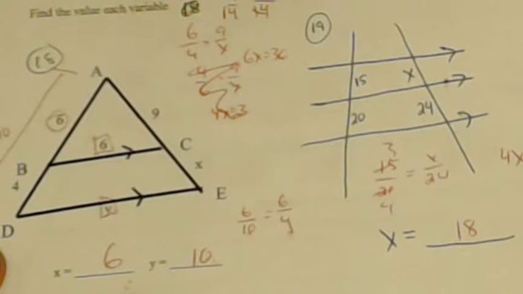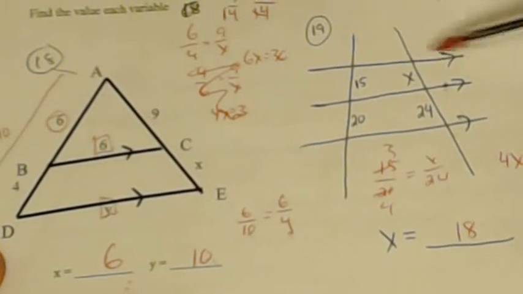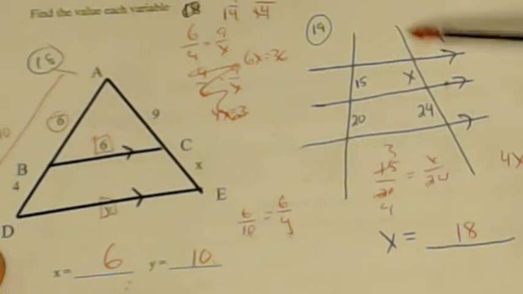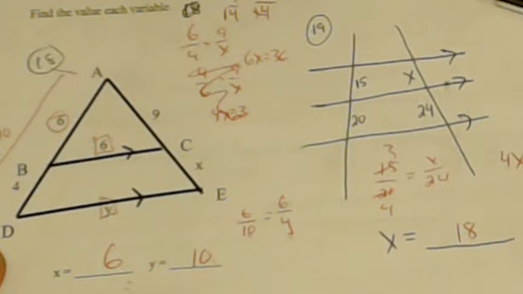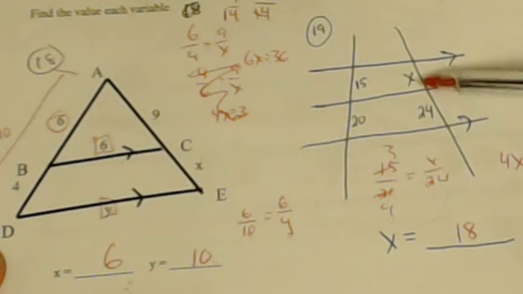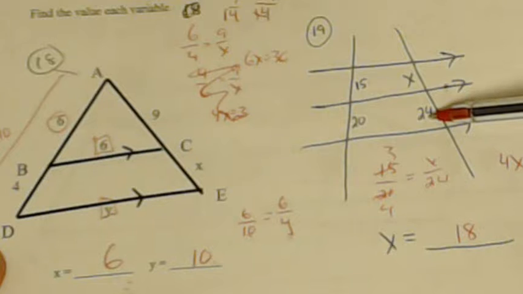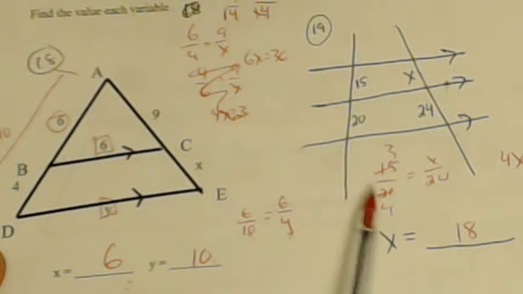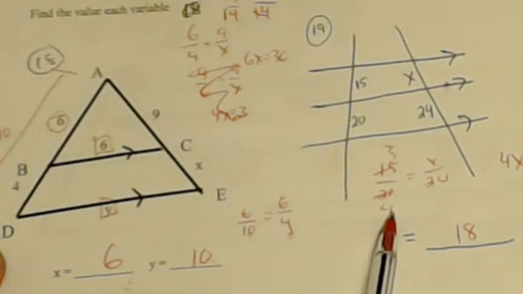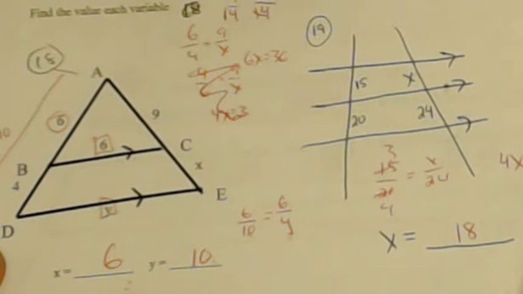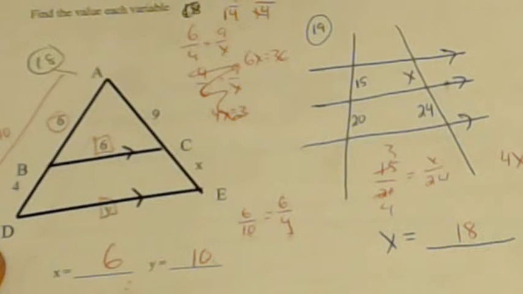A similar idea over here. These parallel lines divide each transversal proportionally. So we get 15 over 20 equals x over 24. We cross multiply and solve. I first reduced 15 over 20 to 3/4, and we get 4x equals 72. X will be 18.